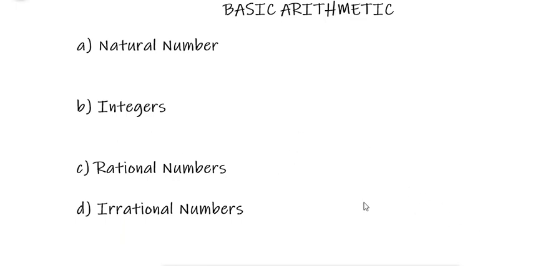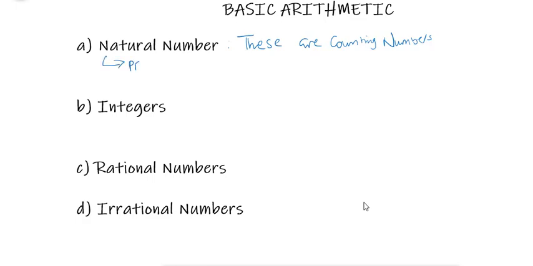So to start with, what are natural numbers? In essence, we can say that natural numbers, these are counting numbers. In simple terms, just think of yourself counting. Mostly when you're counting, you start from 1. So this is 1, 2, 3, 4, and so on.